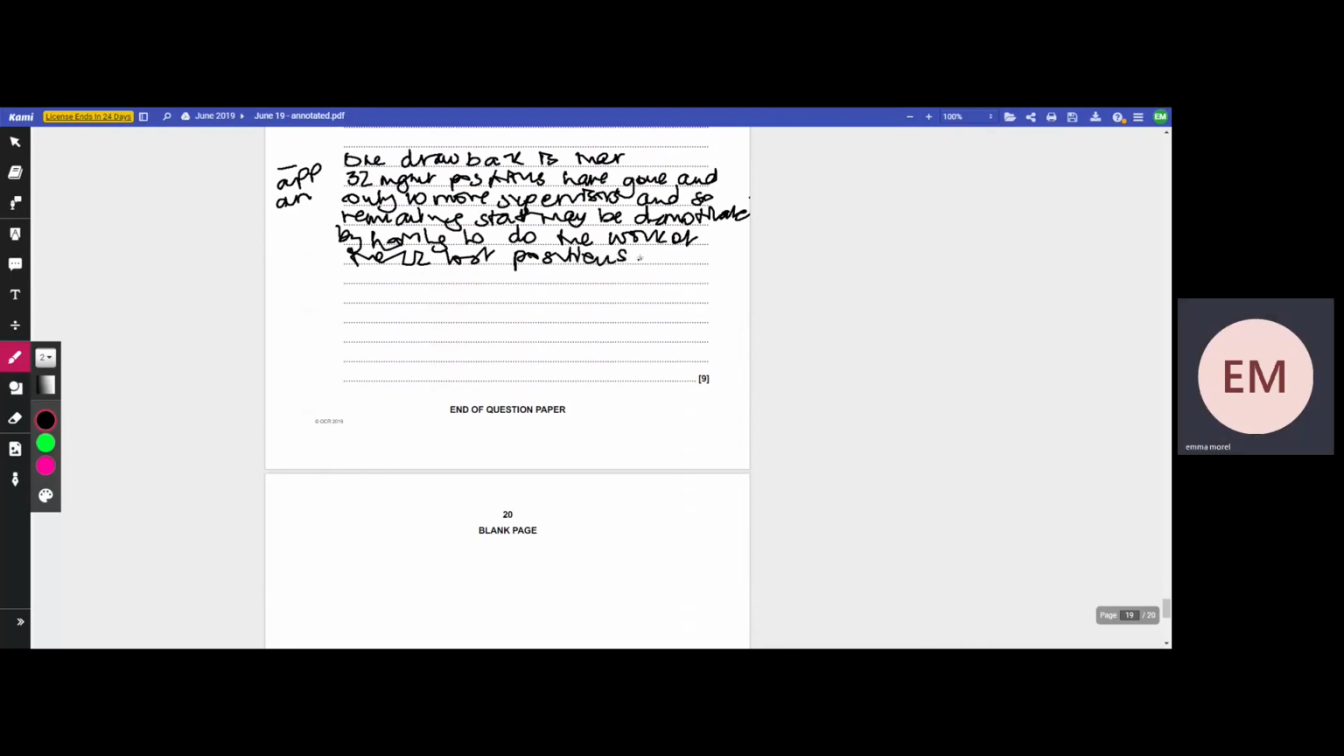So again, I'm not going to write too much more than that because I've got my application mark and that's coming from the numbers, 32 management positions. Okay, so you've got to get your numbers in there. Okay, and I'm also saying they have to do the work of the lost positions, so by having to do the work of the lost, again, let's put it in there, 22 positions. Because 10 have been replaced, 22 haven't. So we've got the work of 22 managers shared between those supervisors. They might be very happy.